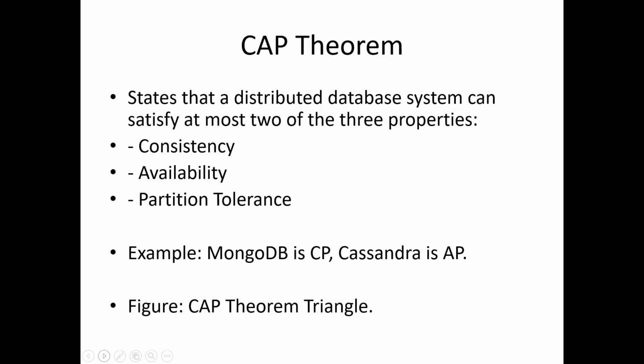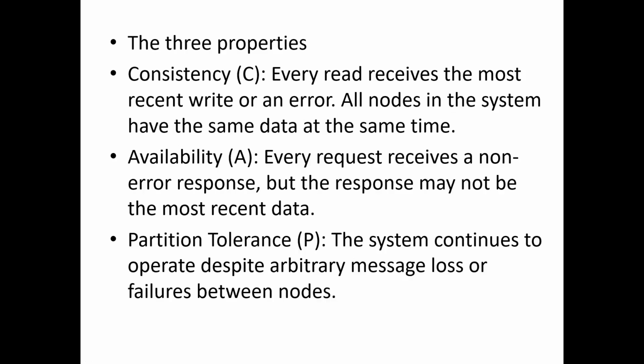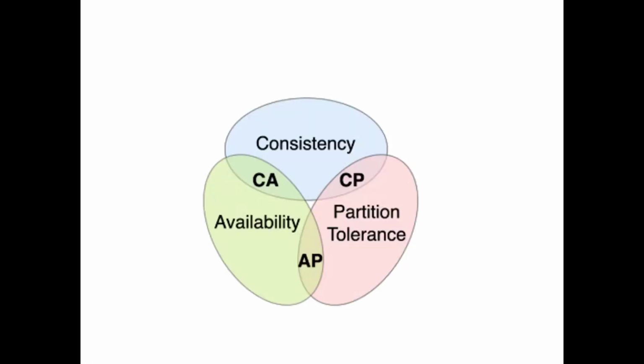Now we will see the CAP theorem. The CAP theorem states that a distributed database system can satisfy at most two of the three properties: consistency, availability, and partition tolerance. Databases like MongoDB and Cassandra follow the CAP theorem. From these three properties comes the term CAP.